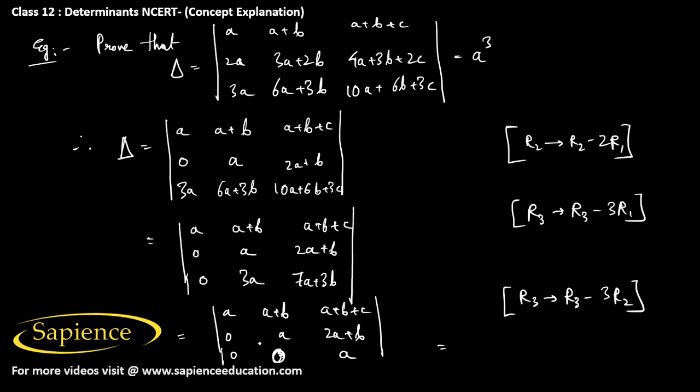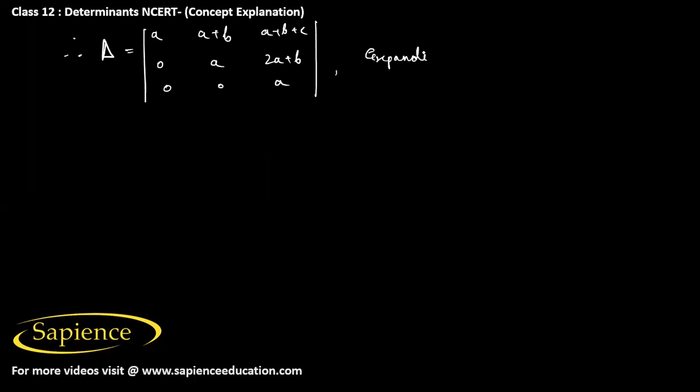Since we see that the elements in the first column have the maximum number of zeros, we can expand this determinant along the first column. So now we have the determinant delta equal to a plus b, a plus b plus c, and then 0, a, 2a plus b, and 0, 0, a. Now expanding this determinant along the first column, C1, we get what?